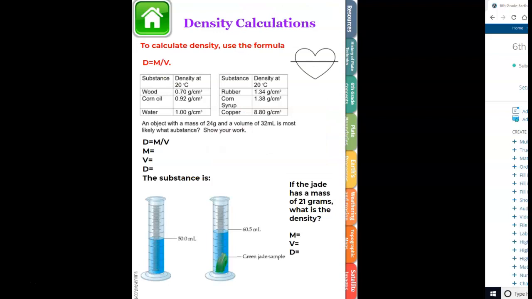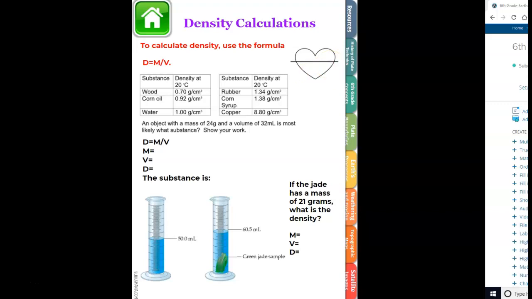So let's talk about these density calculations. So remember in 6th grade, you had to calculate density. We called it the heart formula because it's mass divided by volume. The M looks like the top of the heart, the V looks like the bottom of the heart. So it is a straightforward calculation.